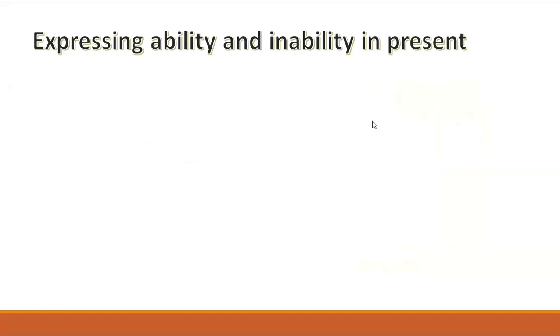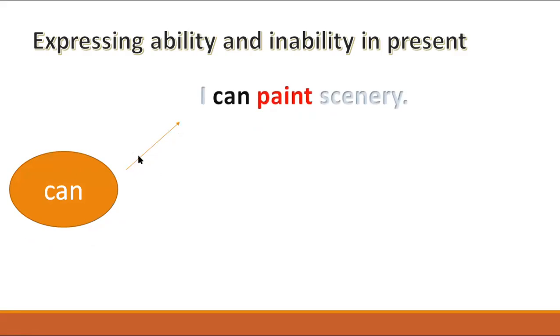Expressing ability and inability in present. ازاي بتكلم على حاجة اقدر اعملها؟ لما تعوزي تتكلمي عن abilities بتاعتك تستخدمي verb ايه؟ Can. Yep. Very good. كل اللي هنتكلم عليه ال abilities in present بستخدم can. واحنا عارفين ان when I use can, I use it with a stem verb. I can draw, I can play basketball, I can swim. So I can't use except a stem verb or infinitive after can. So here I can paint scenery.